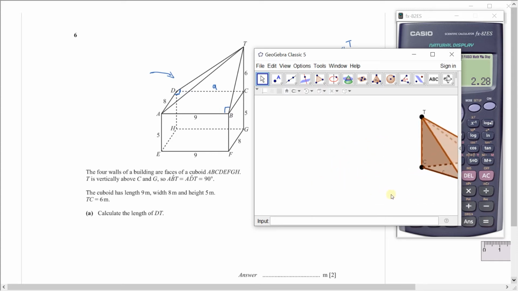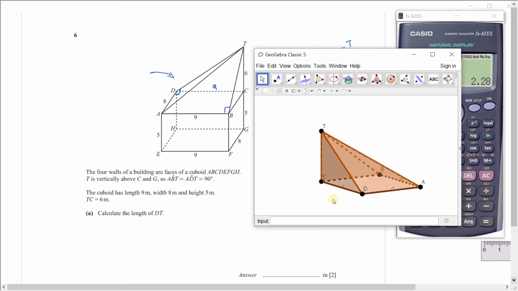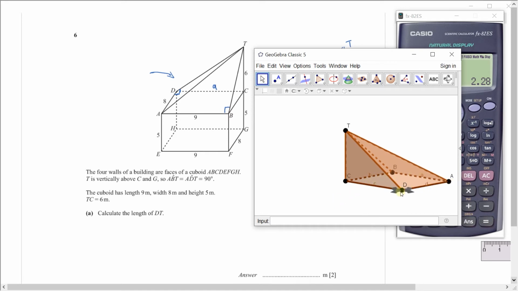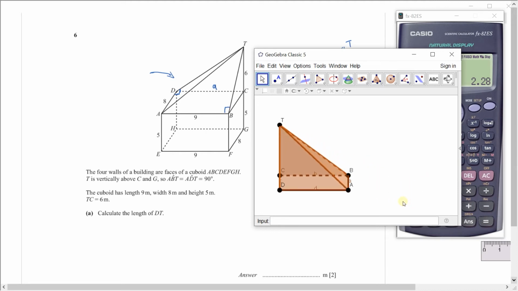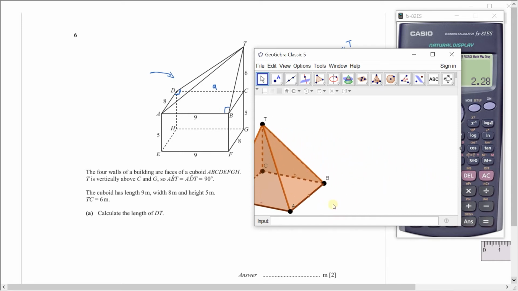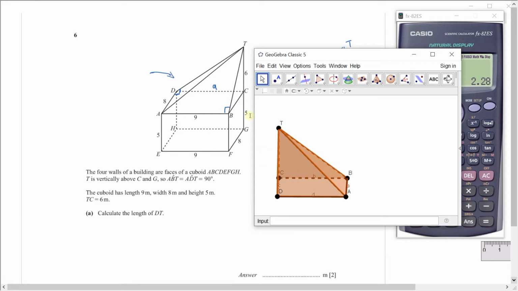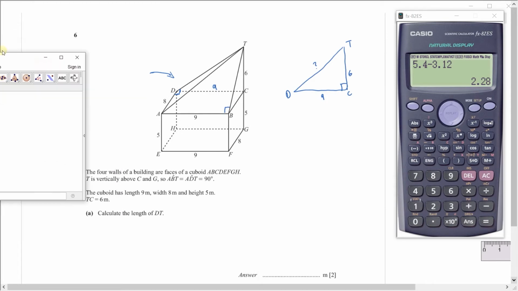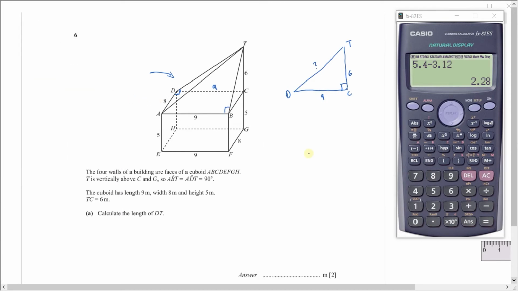Because again, this point T is directly above C. So let me try to move it here. Okay, that's better. So ADT also makes a 90-degree angle because again T is directly above C. So this line here, DT, and line AD will make a 90-degree angle. So all of these triangles are right angled triangles, which make the top of this building. So let's move it to the side. So let's come back to this question.